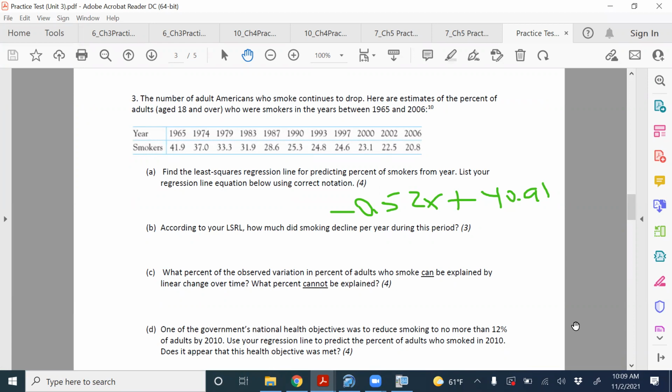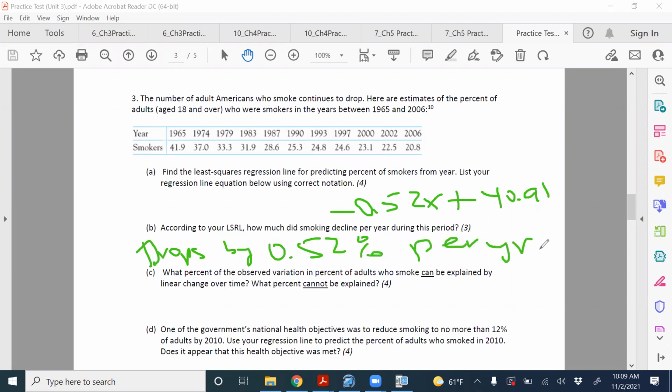And what this tells me is how much the percentage declines per year in this period: negative 0.52. So you say it drops by 0.52% per year, because that's what it tells us. So expect about 0.5% to drop.